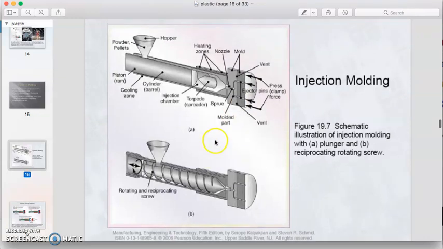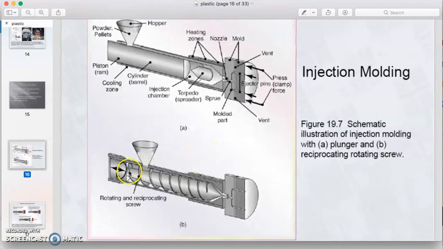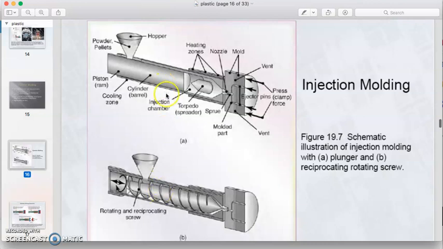Okay, this differs from the screw type, where the process looks the same as the extrusion process, where the rotation of the screw will develop the pressure and bring the raw material to the right, move to the front, and pass through the nozzle and through the runner and fill up the cavity inside the mold. Okay, the difference between both processes is only how we transfer the raw material to the cavity.